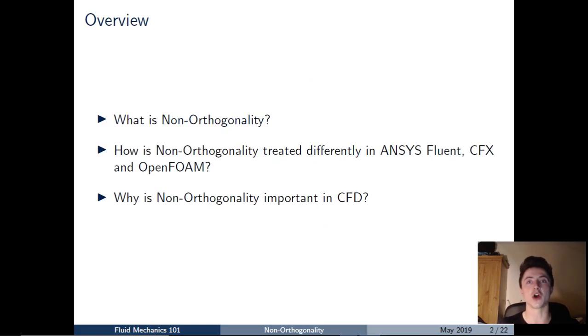Today I'm going to be talking to you about mesh non-orthogonality in computational fluid dynamics. To start with an overview, I'm going to begin by introducing what non-orthogonality is. I'm then going to talk about how non-orthogonality is treated differently by different CFD codes such as OpenFOAM, ANSYS Fluent and ANSYS CFX. And to finish off, I'm going to talk about why non-orthogonality is important in CFD solvers.